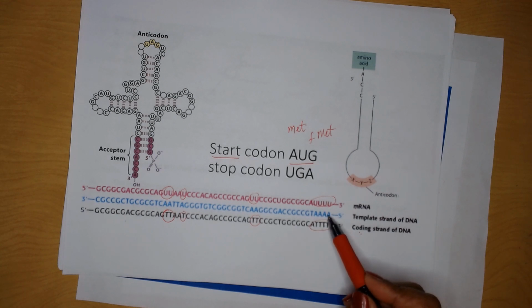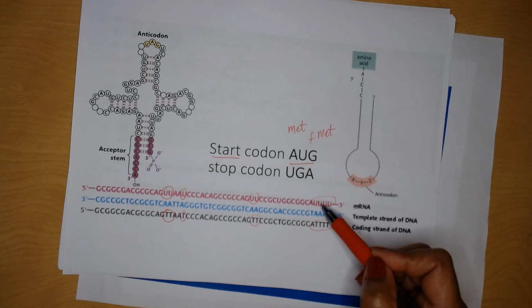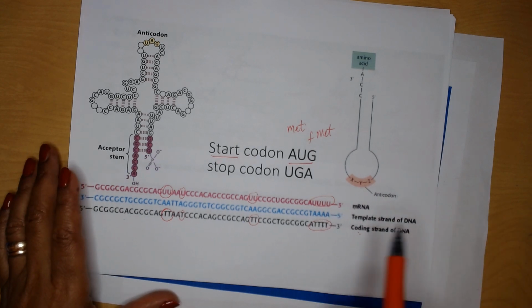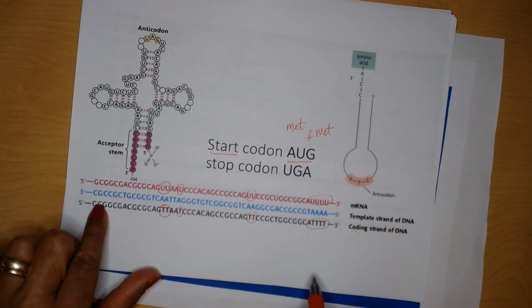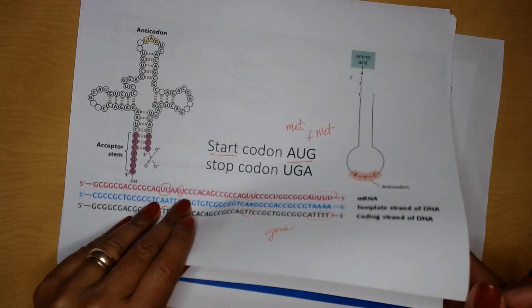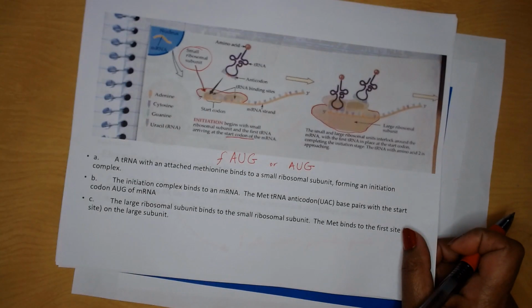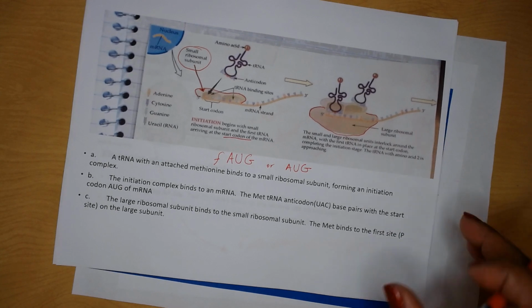The template only is the one that is going to transcribe, and then it's going to codify for only one protein. So we will not have 2 different proteins. It's only one protein. This is just one gene for one protein. And after that, I want to show you a little bit of the steps.